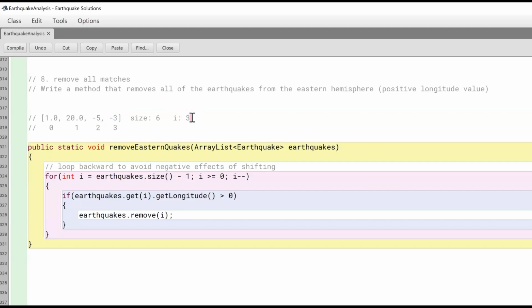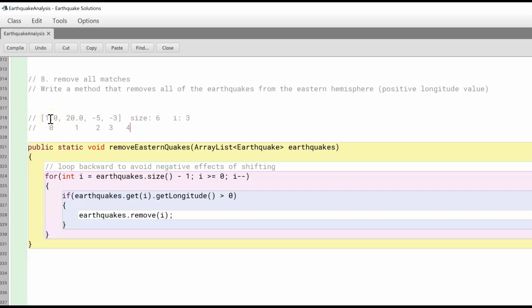But since we're going backwards, when i becomes 2, we move on to the left, and we just keep on going. And this will work our way down as we remove the 1. When we remove the 1, these two shift over, but I'm still going backwards, so the 0 will get here, and then remove the 1 over here.